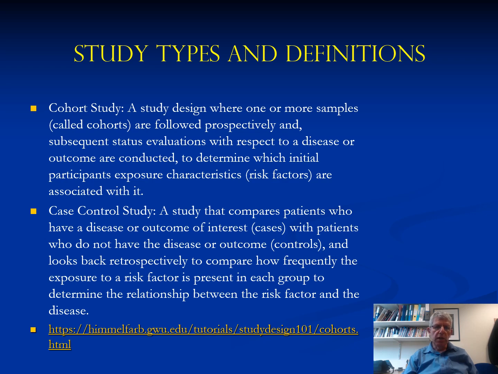So a cohort study is a study design where one or more samples, called cohorts, are followed prospectively and subsequent status evaluations with respect to a disease or an outcome are conducted to determine which initial patient characteristics are associated with it. A case control study is a study that compares patients who have an outcome of interest with patients who do not have that outcome. These are the controls, and it looks backwards retrospectively to compare how frequently the exposure to a risk factor is present in each group to determine the relationship between the risk factor and disease.